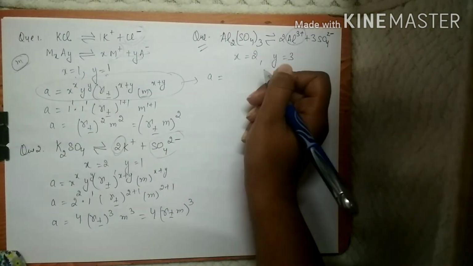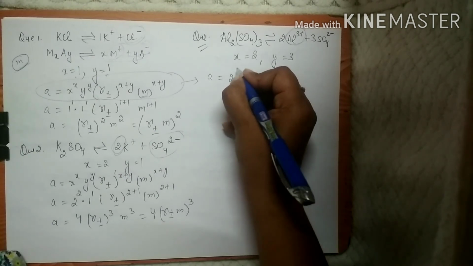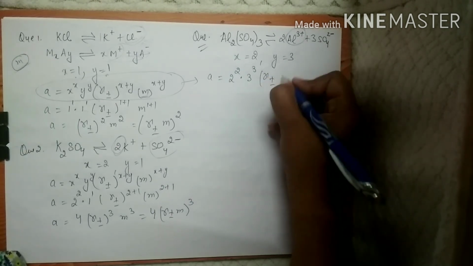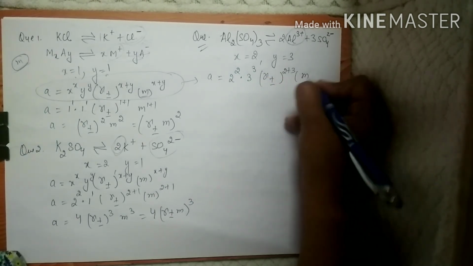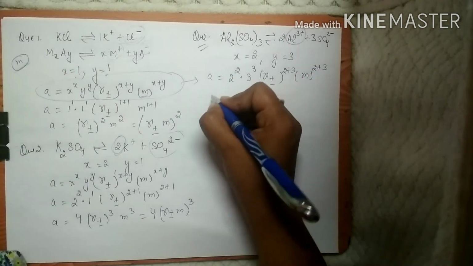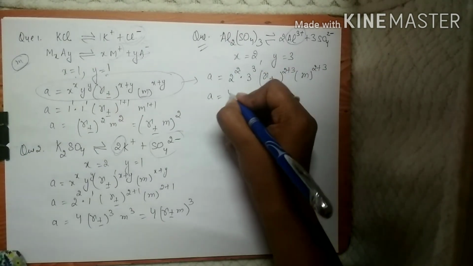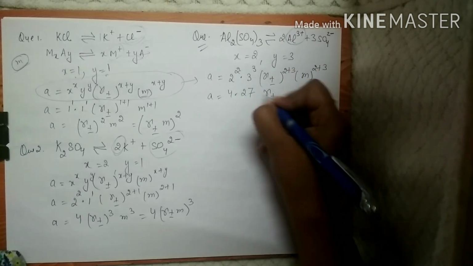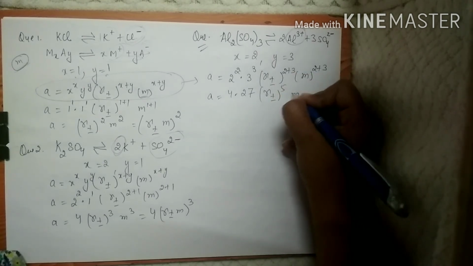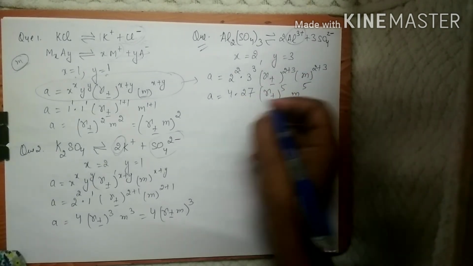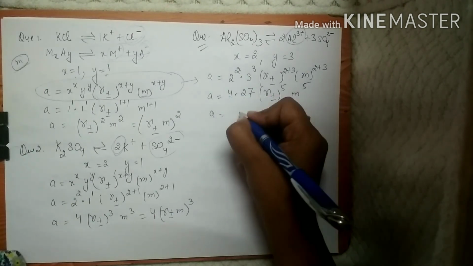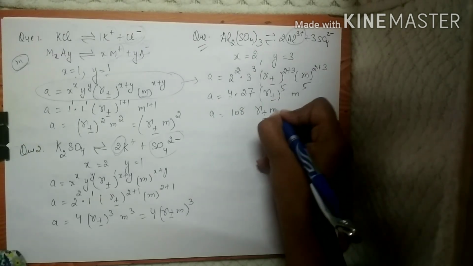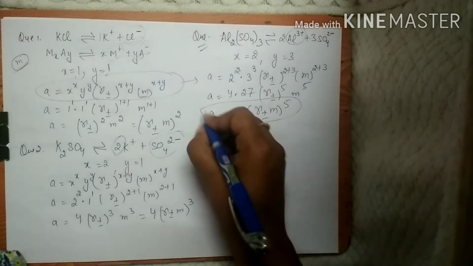So A is equal to x to the power x, y to the power y, gamma plus minus to the power x plus y, m to the power x plus y. So A will be equal to 2 to the power 2 is 4, 3 to the power 3 is 27, gamma plus minus to the power 3 plus 2, 5, m to the power 5. Okay, so 27 into 4 is 108, gamma plus minus m to the power 5. So this is the answer.